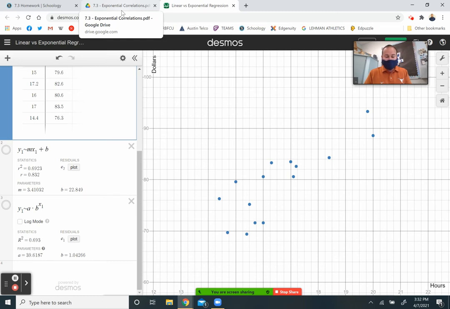Do we round the exponential also? Yeah, 2 decimal places. And it's really important that you do 2 decimal places on the exponential one. I'm not going to go into too much detail about why, but definitely the b value needs to be rounded to 2 decimal places.